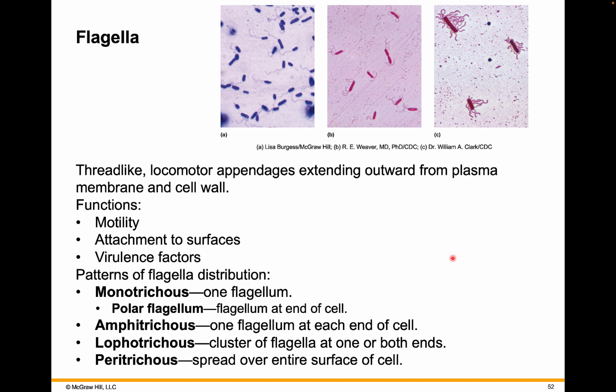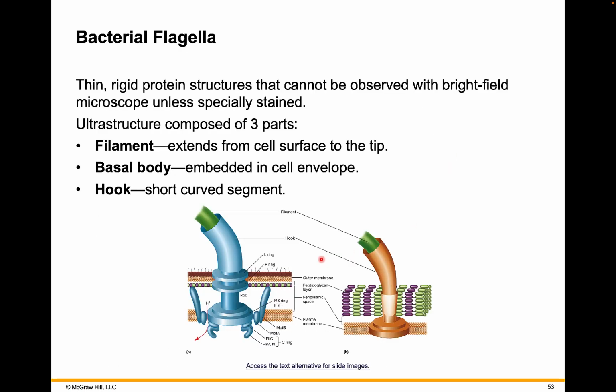Lophotrichous essentially means that you have a bunch of flagella at one end, so we call this lophotrichous. So this is lophotrichous, this is lophotrichous. This, on the other hand, is amphitrichous, because they have flagella at both ends. And peritrichous flagella are spread over the entire surface of the cell. So it depends upon what they are.